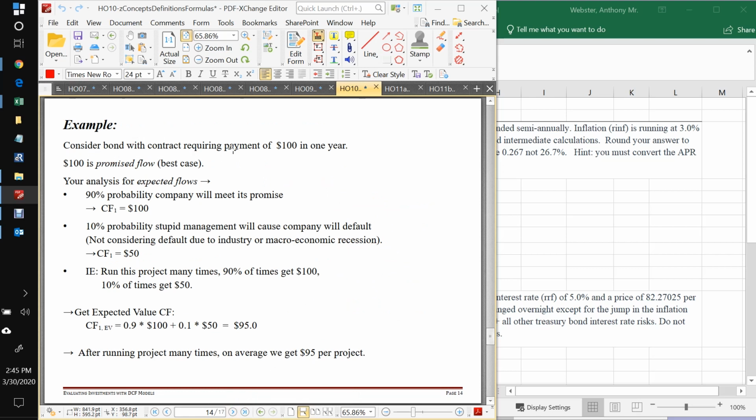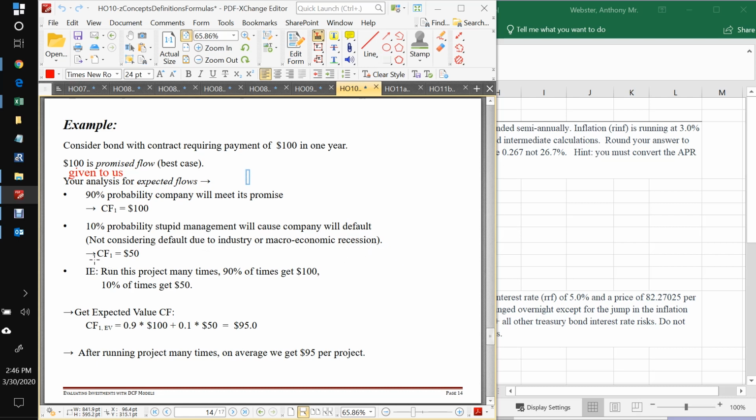Let's say we're looking at a bond with a contract requiring a payment of 100 in 1 year. So 100 is the promised contractual flow, and then something that would be given to us is that our general manager, or you, after you've gotten your awesome degree from Miami, could, after a bunch of work, say, well, I believe about 9 times out of 10, a company like this is going to meet its promise and give me the promised cash flows. But about 10% of the time, a company like this is going to make some bad management decisions that will cause them to default. This is not default due to an industry or macroeconomic recession. This is default just due to bad management decisions.